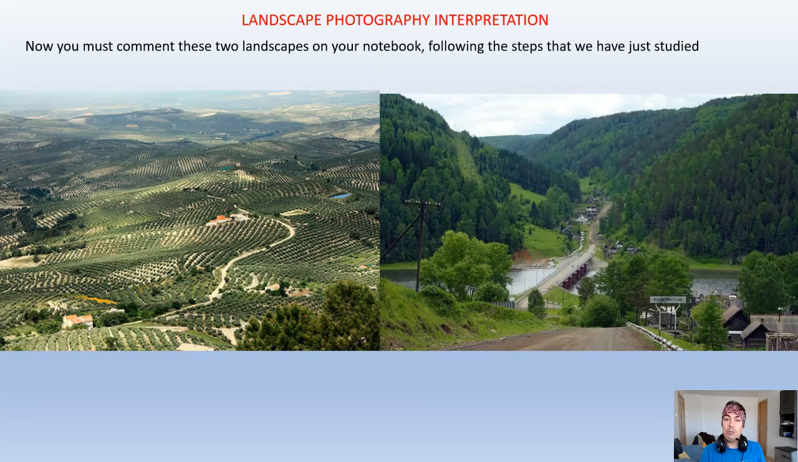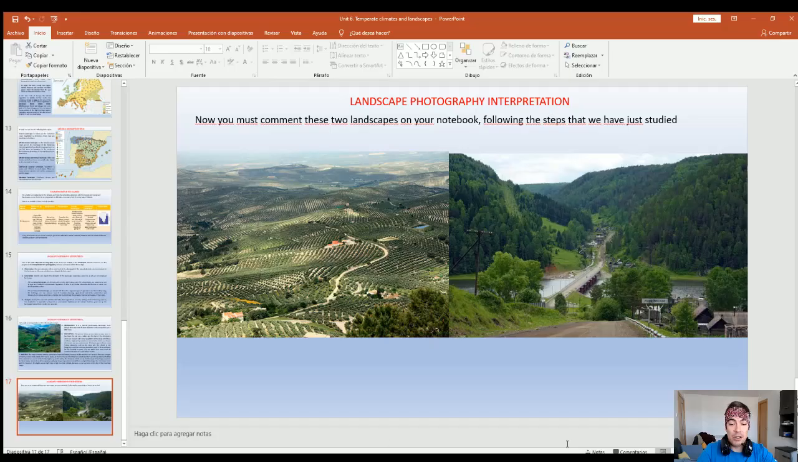So finally, I want you to follow these steps, but for these two photographies. For this photography on your left and for this one on your right. They are separate landscapes. So those are your tasks for this week, to make the summary charts of the three climates and to make an interpretation of these two landscape photographies. And that's it for Unit 6. So let's make some magic here.